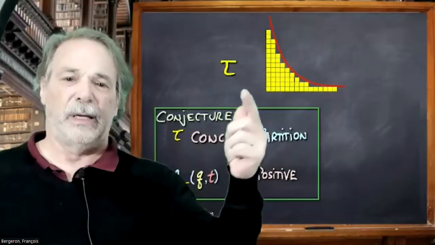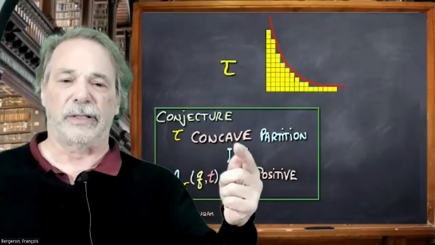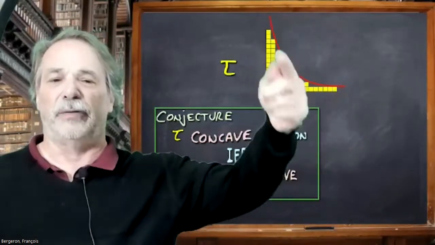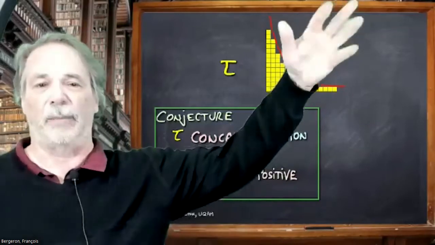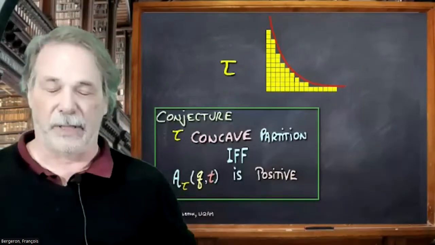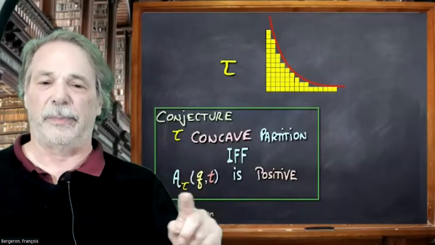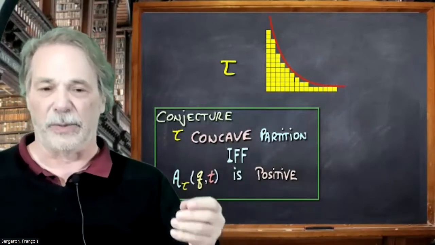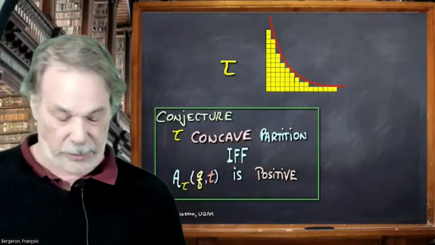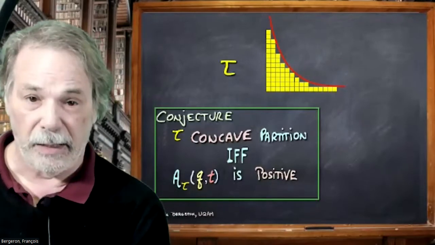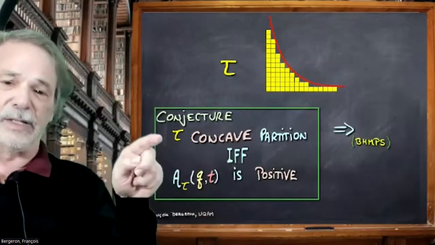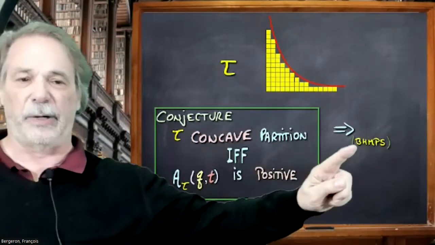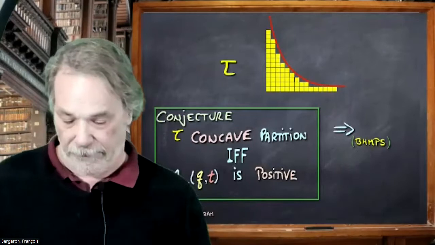So they conjectured that if tau is concave, like this, bounded above by a convex curve, that means that the complement is a convex diagram, then the expression that you get is a polynomial which is positive. By the way, it's always a polynomial in Qt, but it's positive. That's what they conjecture. But the conjecture that they make is one implication. They say if it's concave, then it's positive. So that's their BHMPS conjecture.